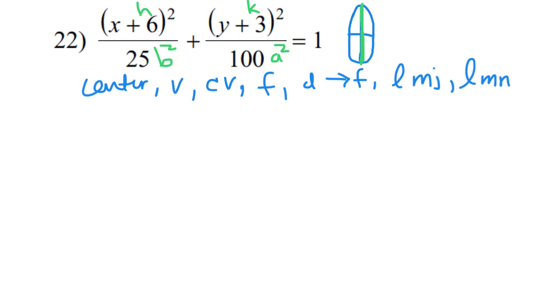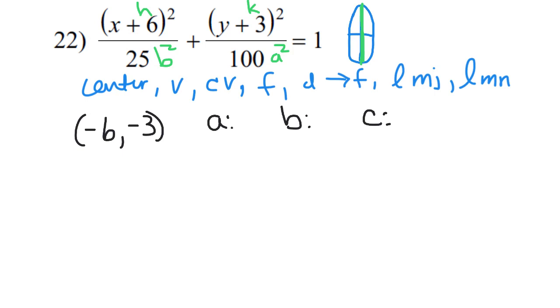First of all, we have a center at -6, -3. And now what we need to do is we need to add and subtract our vertices. So what we need to know are the values of A, B, and C. We need those values in order to find the vertices, the covertices, and the foci. So let's just go ahead and determine what those are.